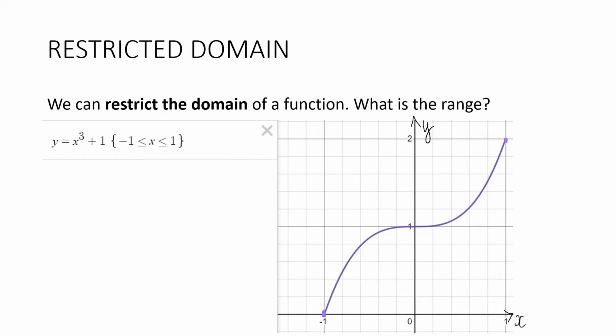We can restrict the domain of a function. So here we've got a cubic, y equals x cubed plus 1, and I've restricted the domain to be between -1 and +1. You can see how it's stopped the graph. What is the range in this case? We're looking for the y values. Can you see that it goes from 0 up to 2?